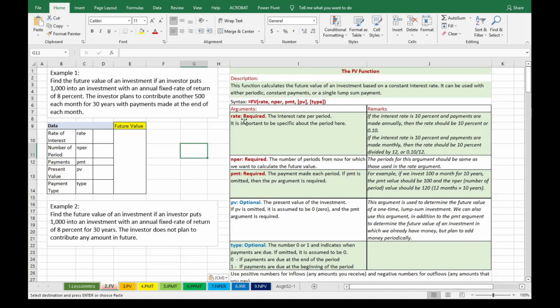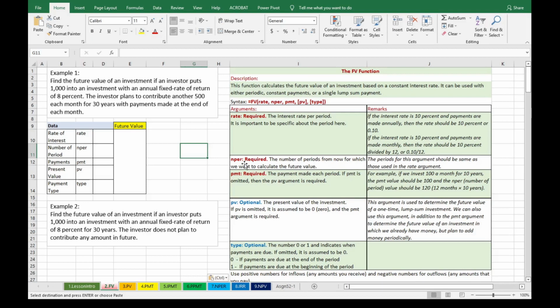The first argument is rate, which is required, and this is the interest rate per period. It is important to be specific about the period here. So if the interest rate is 10% and payments are made annually, then the rate should be 10% or 0.10. But if the interest rate is 10% and payments are made monthly, then the rate should be 10% divided by 12 or 0.10 divided by 12 because the payments are being made monthly.